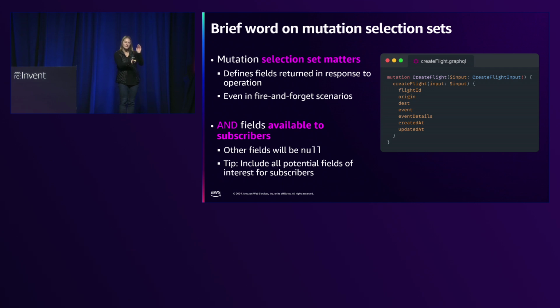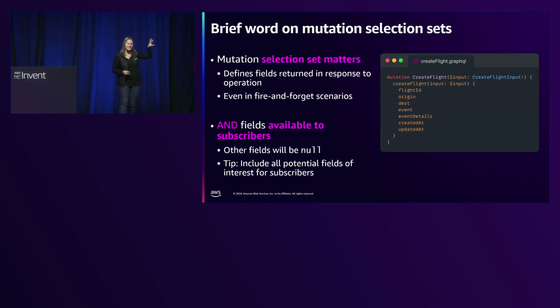I specify all the fields that I actually want back as part of that request, and that's what makes up the selection set. So on the right-hand side, we have a create flight mutation, and that chunk at the bottom where I'm essentially listing out all of the parameters that I want back, that's what the selection set is.